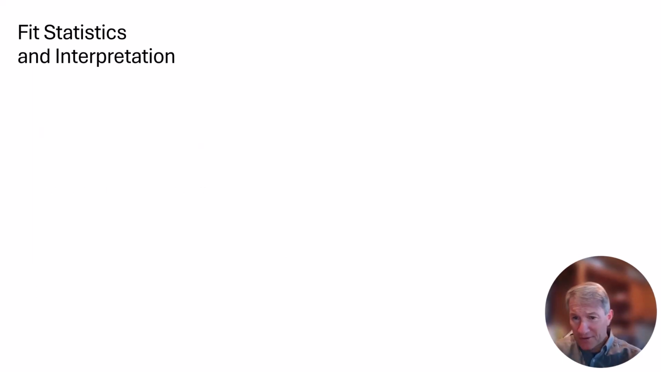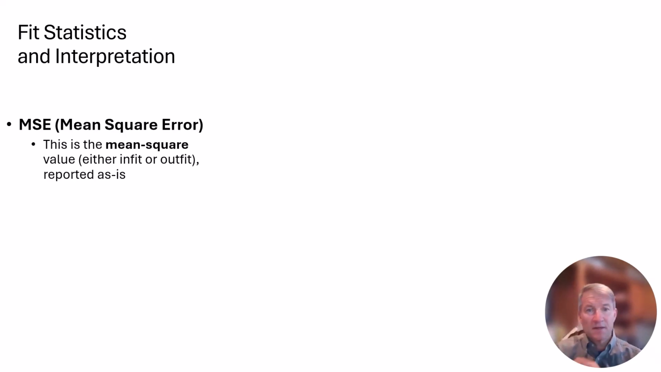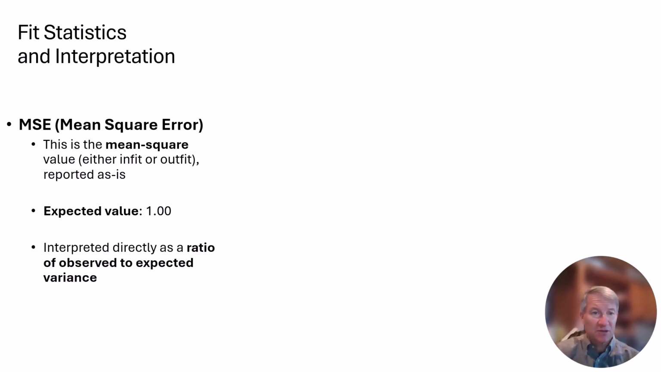Okay, I want to say a few more things about fit statistics and their interpretation. Normally, in output from software programs that do Rasch analyses, it's the mean square value in that output that is your fit statistic, either infit or outfit. And a perfectly functioning item would have an expected infit and outfit of 1.0. And that's interpreted as the ratio of observed to expected variation. And fit statistics apply to either items or persons.